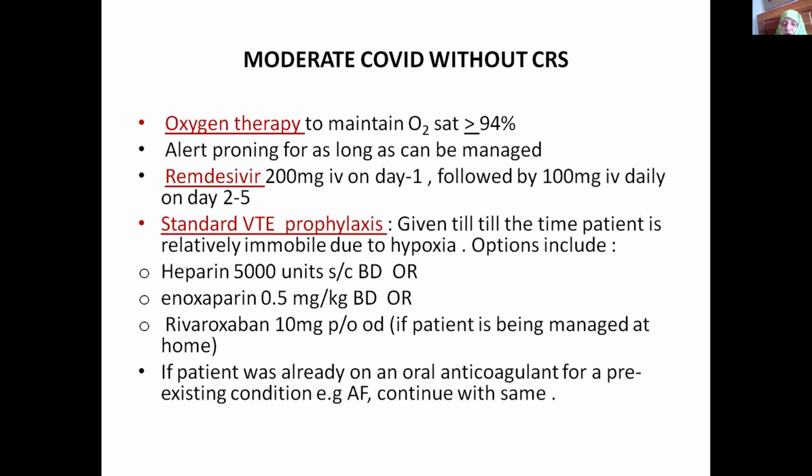And along with that, standard thromboprophylaxis is very, very important in moderate disease, because these patients are bound to be on the bed because of hypoxia. So you need to start giving them heparin or enoxaparin if they are admitted in the hospital, or if they are being managed at home, then rivaroxaban in select cases can also be given. If they are already on an anticoagulant, the same dose should be followed as before.